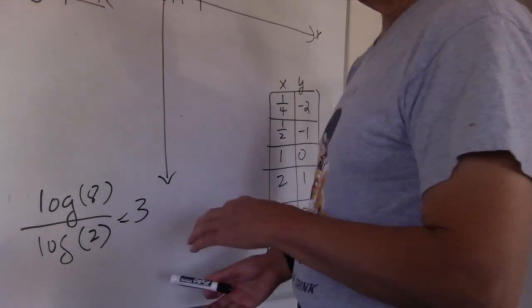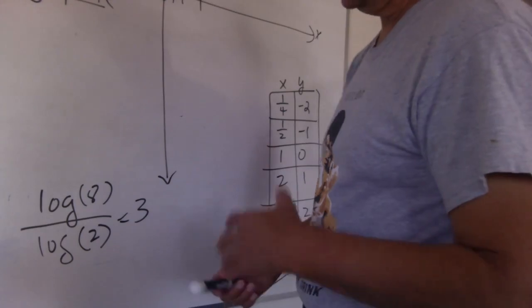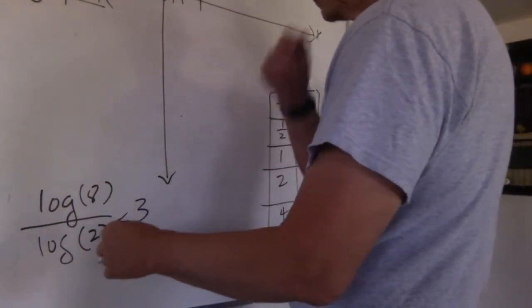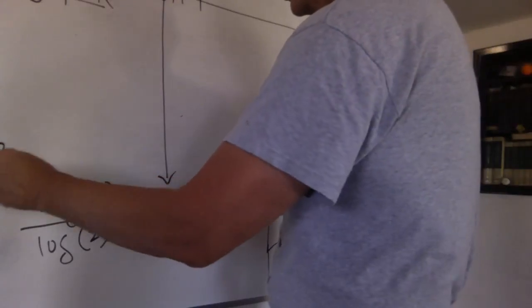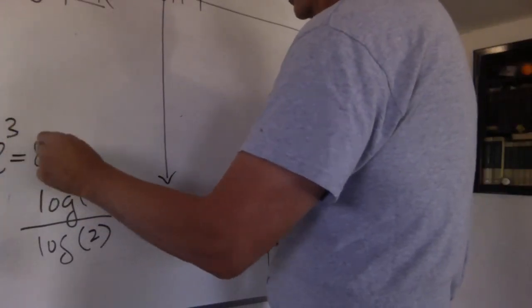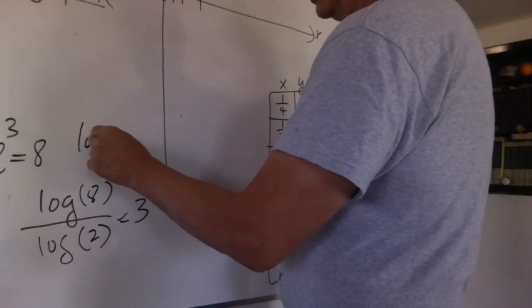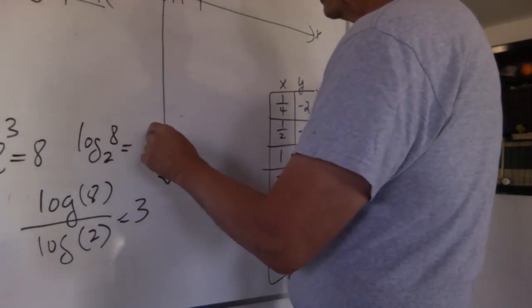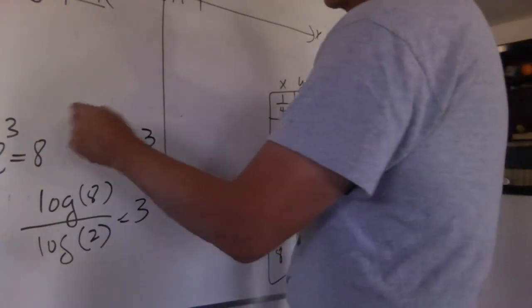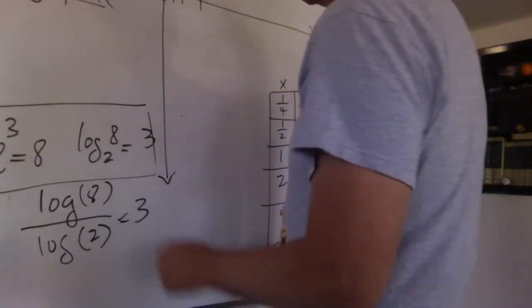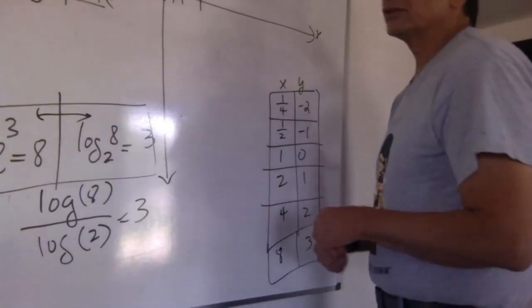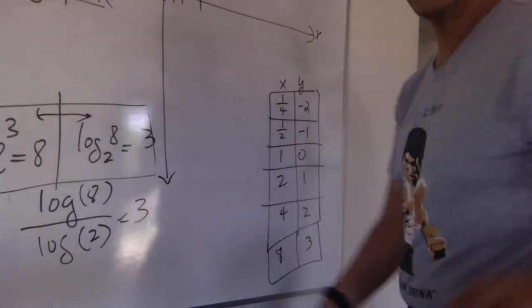So remember, the log-based function and the exponential function are related to each other. 2 to the third is equal to 8, and in the same way, log base 2 of 8 is equal to 3. These two are interchangeable; they're related to each other. So anyways, if we graph this, let's see what this looks like.